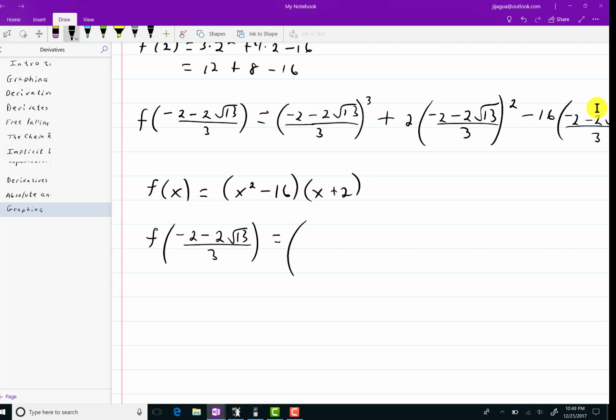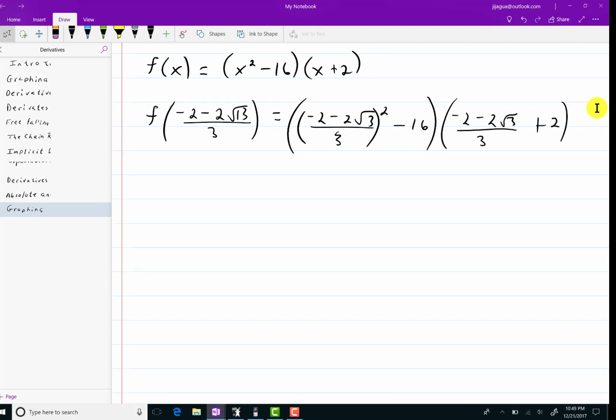That equals negative 2 minus 2 radical 13 over 3 squared minus 16 times negative 2 minus 2 radical 13 all over 3 plus 2. Now I'm going to work a couple of things at once here. You may or may not be able to do this in your head, but I'll tell you one thing you can do. Since I'm squaring it, I can wipe away the negative that occurs there. So I'm not exactly blowing through this at blinding speed, but I'm being very careful and deliberate in the things that I'm doing.